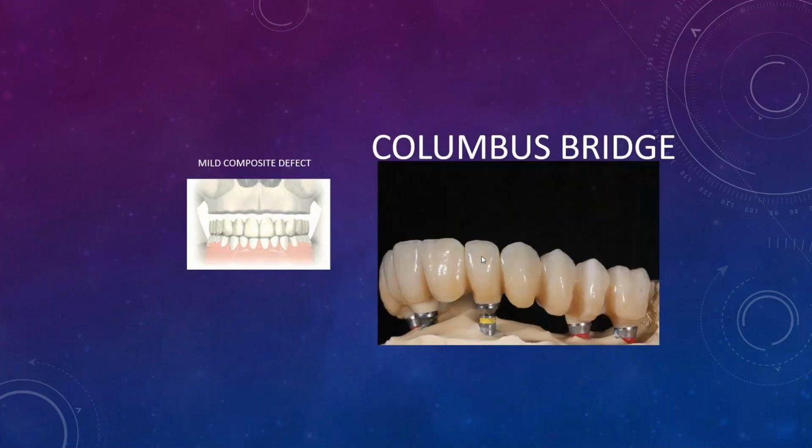Now, when you're dealing with a mild defect where it's just dentition that you're replacing, maybe a little bit of gum somewhere, you're going to be doing something like a Columbus bridge in these cases, or, if you're partially dentate and partially edentulous, you're going to do some on implants and some on dentition, but it usually ends up looking something like this.